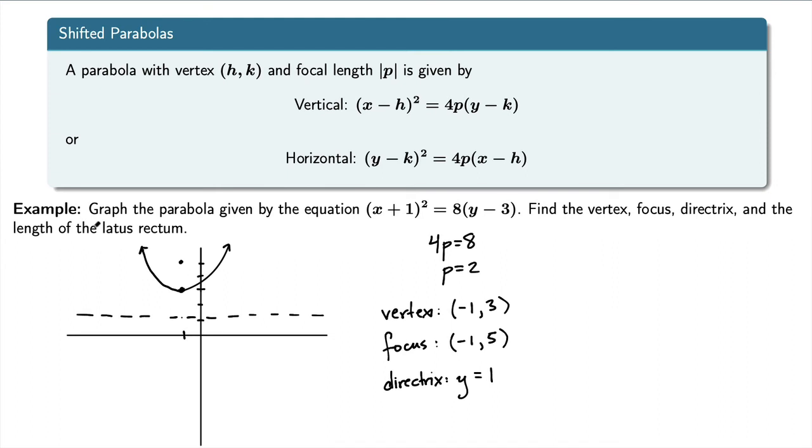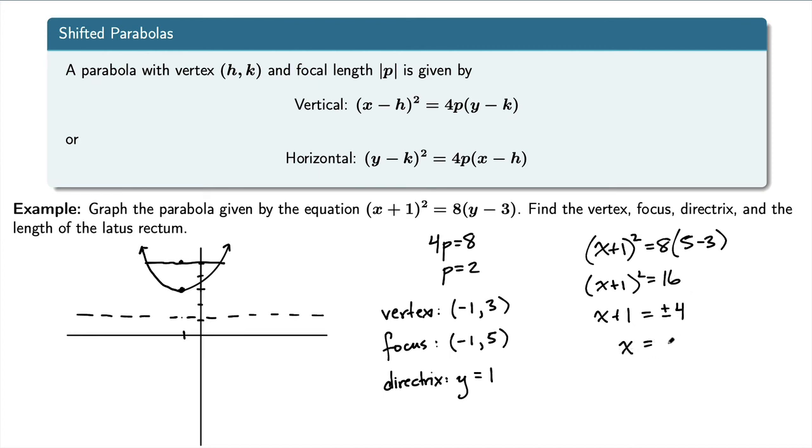And we want the length of the latus rectum. So we need to find the endpoints of the latus rectum. So that's when y is equal to 5. And so if we go up here and plug in 5 for y, we can then solve for x. So we've got (x + 1)^2 = 8(5 - 3). So that right there is 16. And then if we take the square root of both sides, we get x + 1 equals plus or minus 4. And then subtract 1.